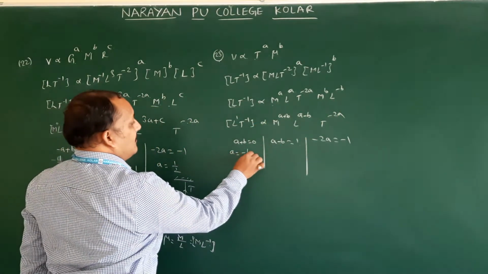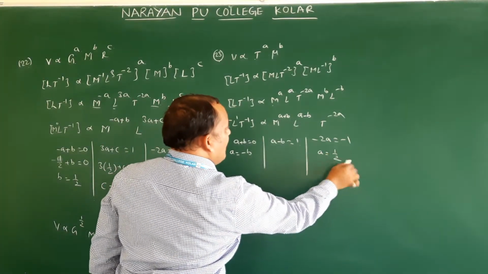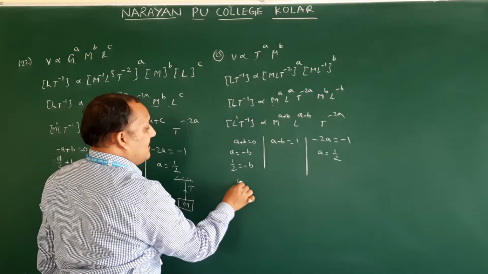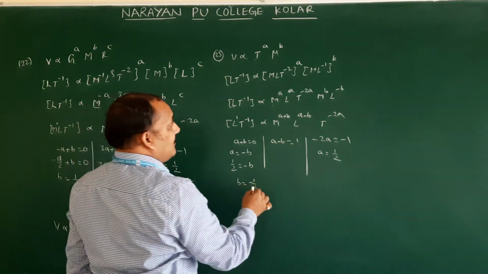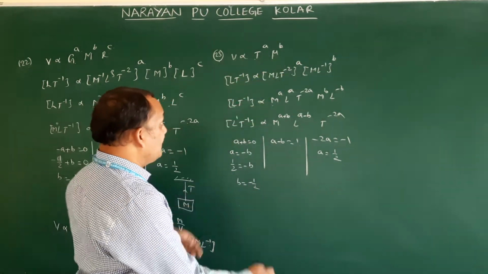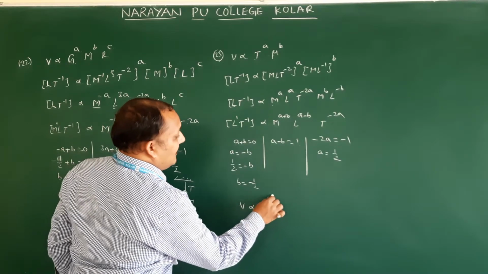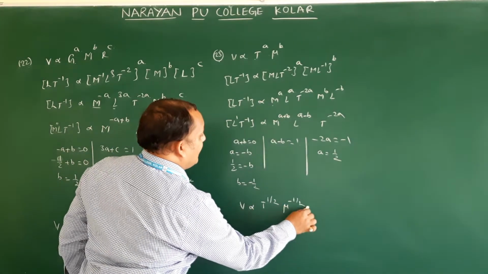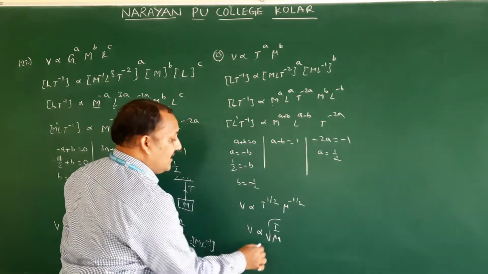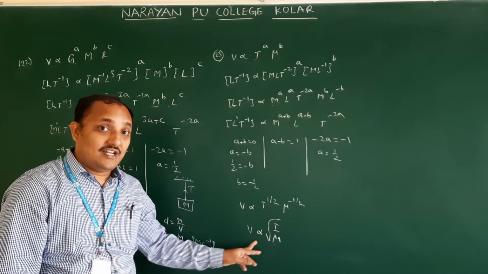So a is equal to minus b. Here a will become 1 by 2. A is equal to 1 by 2 means b is equal to minus 1 by 2. A value, b value got. A is 1 by 2, b is minus 1 by 2. Therefore, v is directly proportional to T power 1 by 2, mu power minus 1 by 2. V is directly proportional to this one only. We will write like this. This relation only you got.